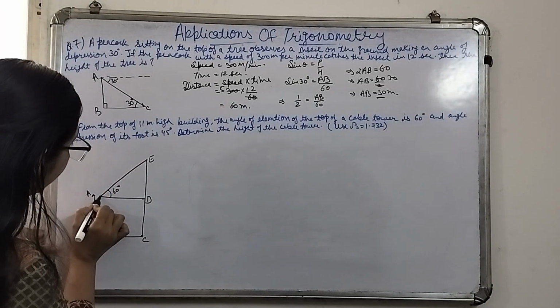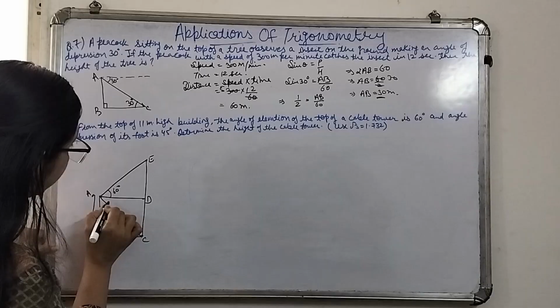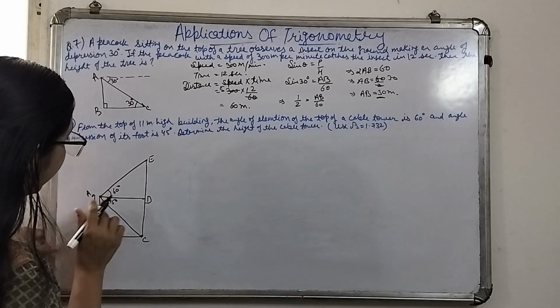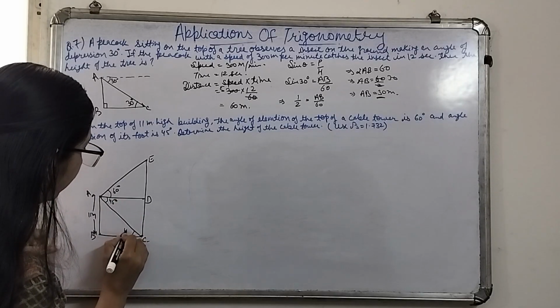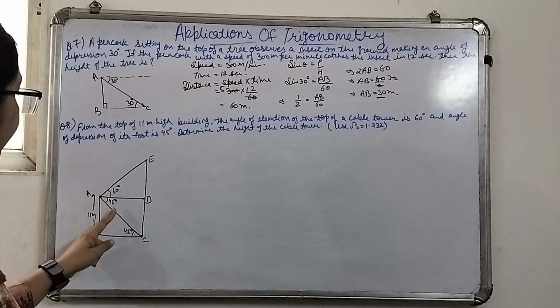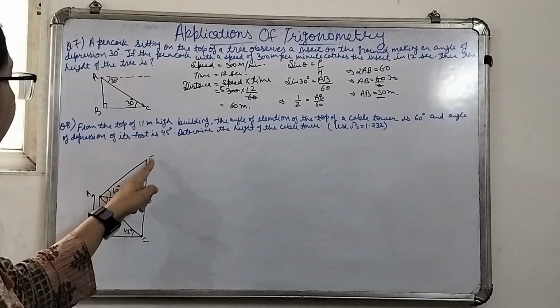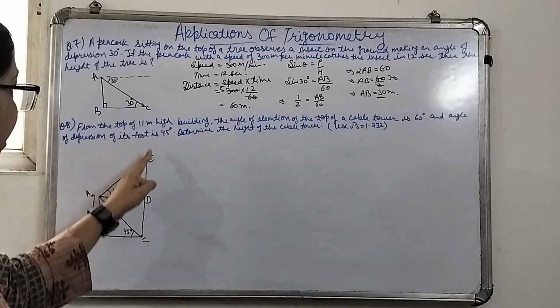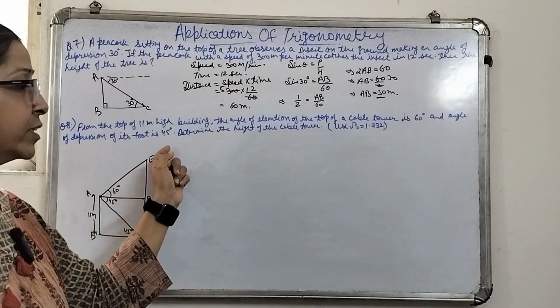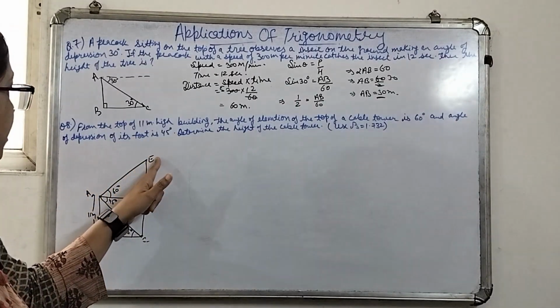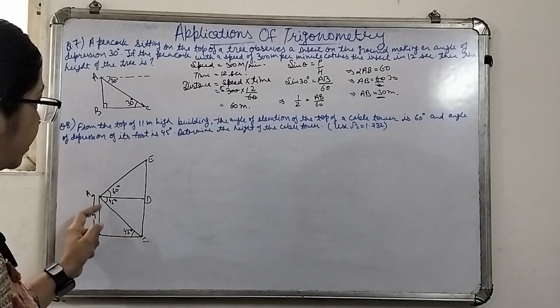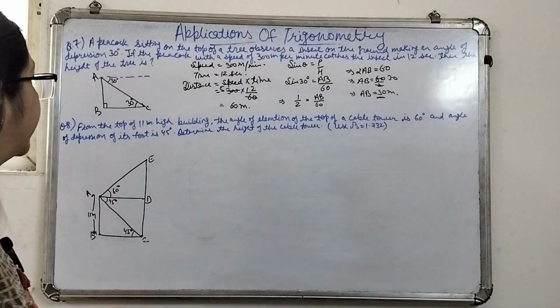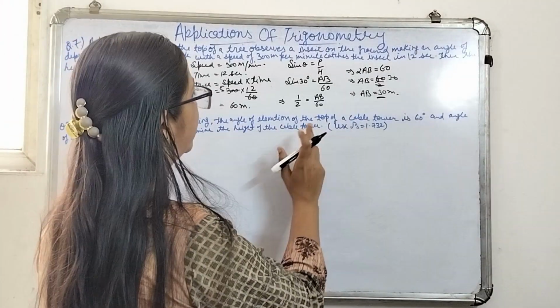So this is the angle of depression. This is 45 degree. And if this is 45, this will even be 45 degree. So the angle of depression is 45 degree and the angle of elevation is 60 degree from an 11 meter high building observing a cable tower. If observing the top of it, the angle of elevation is 60 degree. If observing the foot of it, the angle of depression is 45 degree. Determine the height of the cable tower.